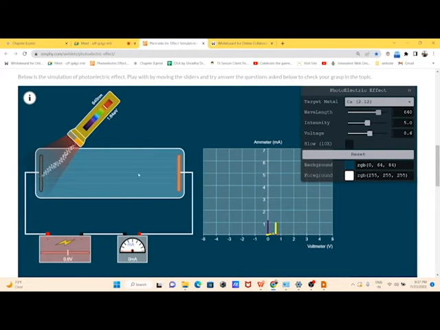What is the threshold wavelength for this metal? This is cesium, Cs. It was 580, right? For 580, we observe that some of the electrons are coming. Let's check if we get some for 590. We are not getting anything for 590. For 580, we are getting the electrons. So 580 is the threshold wavelength of this metal, right?